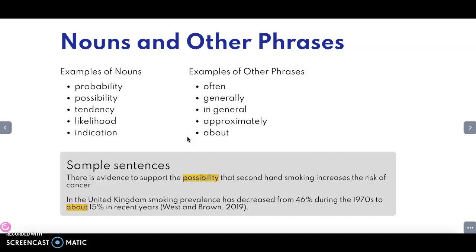And then if we just look at those two sample sentences, so there's evidence to support the possibility that secondhand smoking increases the risk of cancer. In the United Kingdom, smoking prevalence has decreased from 46% during the 1970s to about 15% in recent years. So it's not exactly 15%, but it's thereabouts.